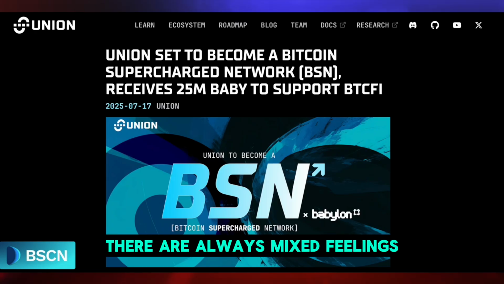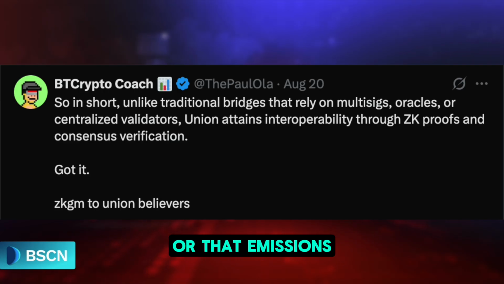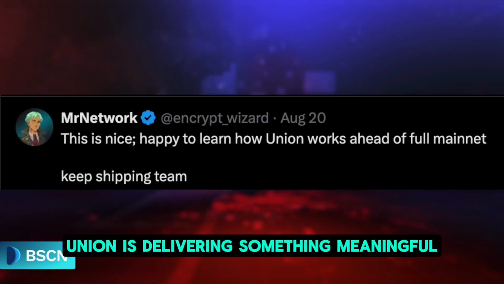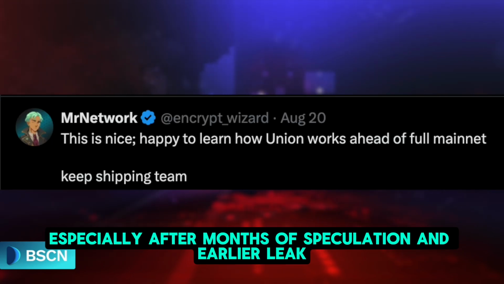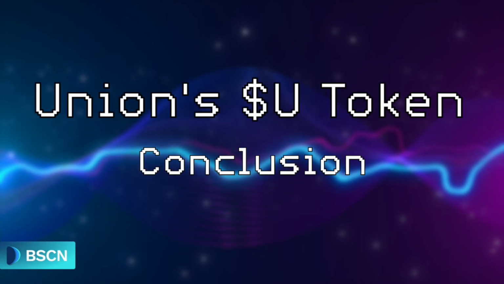Of course, there are always mixed feelings. Some feel that the community rewards could have been higher, or that emissions could create short-term sell pressure. But the general tone is that Union is delivering something meaningful, especially after months of speculation and earlier leaks.